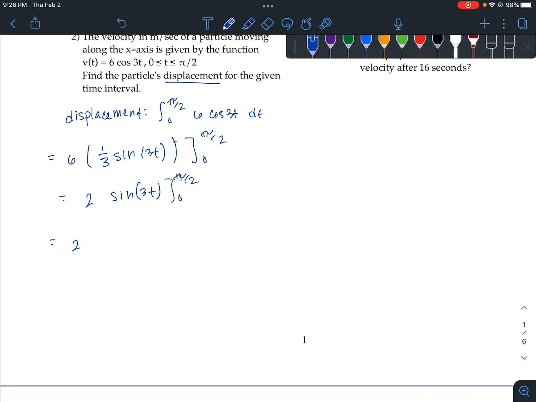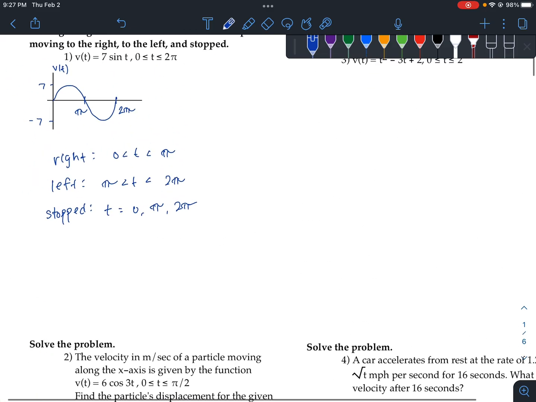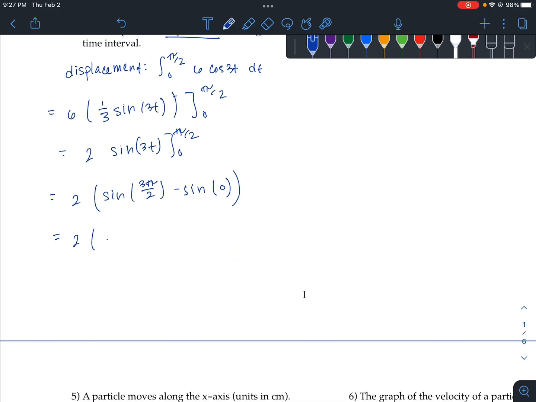So I'll have sine of 3 pi over 2 minus sine of 0 if I plug in 0. Okay, so this is going to be equal to 2 sine of 3 pi halves. Good thing I have, if this were 1 and negative 1, so 3 pi halves would be right here between pi and 2 pi, so it's going to be negative 1. So it's negative 1, sine of 0 is 0, obviously, so negative 2.